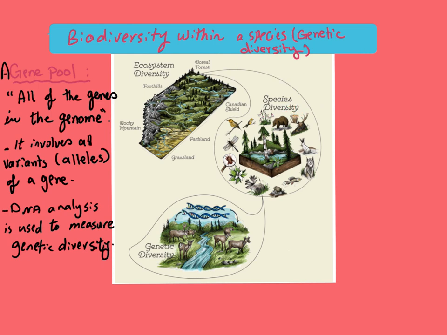Genetic diversity is the diversity between the populations of the same species or between individuals in a population. The main kind of diversity here is caused by variation, and the main cause of variation is mutation. When we are looking at a population of living organisms, we are not looking at what genes each individual organism has, but we are looking at the gene pool.